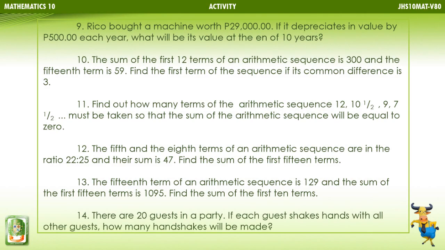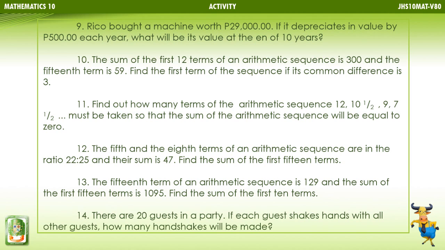9. Rico bought a machine worth 29,000 pesos. If it depreciates in value by 500 pesos each year, what will be its value at the end of 10 years? 10. The sum of the first 12 terms of an arithmetic sequence is 300 and the 15th term is 59. Find the first term of the sequence if its common difference is 3.